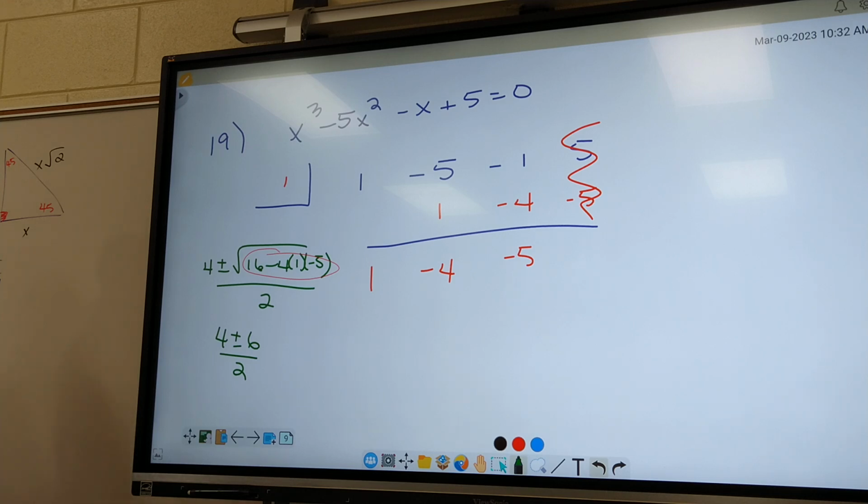Did it have to be plus or minus? Yep, these are all plus or minus. Remember that you cannot do minus 6 and then do 4 plus 6. Oh yeah, you can do it in any order. So it's -1.